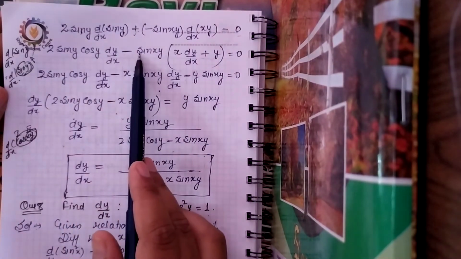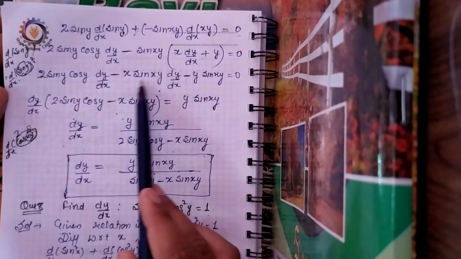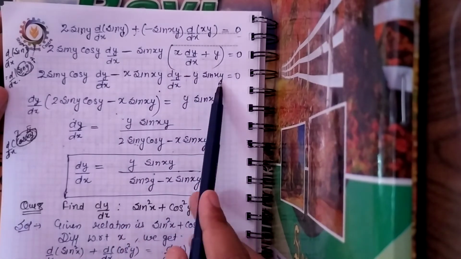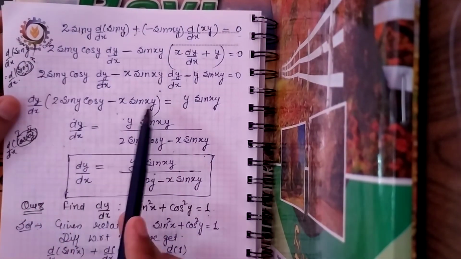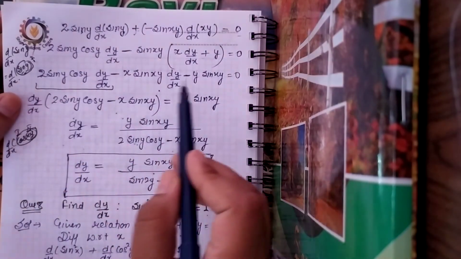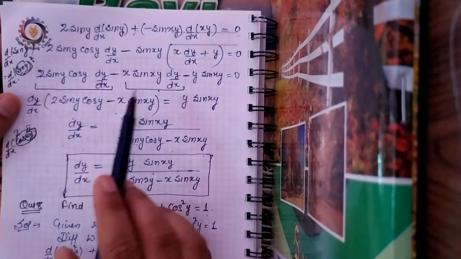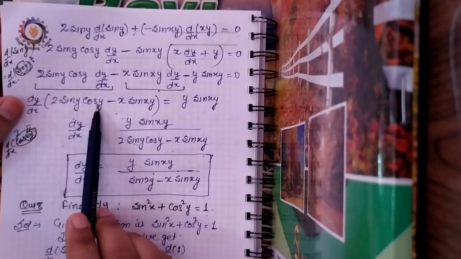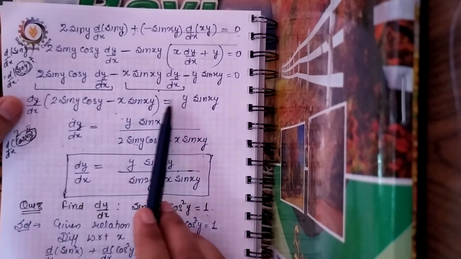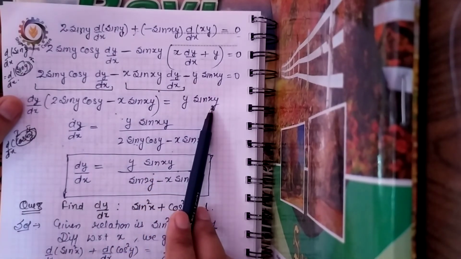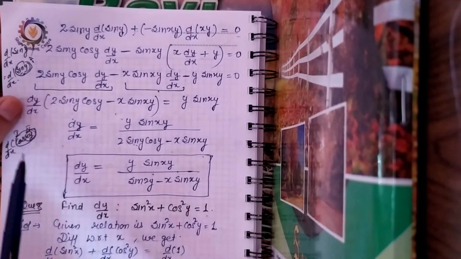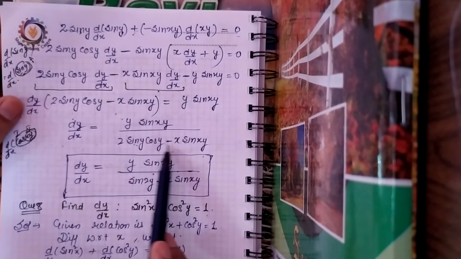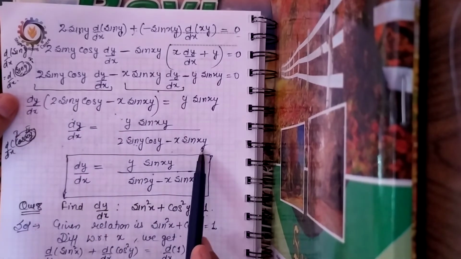So multiplying by this term, it becomes minus x sin xy dy by dx minus y sin of xy is equal to 0. Now all the terms of dy by dx are taken to one side and the other term to the other side. So dy by dx times 2 sin y cos y minus x sin xy is equal to y sin of xy, negative changes to positive. So dy by dx is equal to y sin of xy, this term divided to that side, that is 2 sin y cos y minus x sin xy.